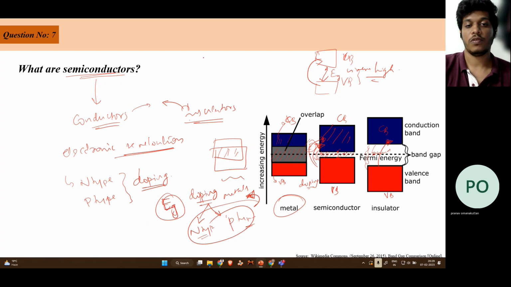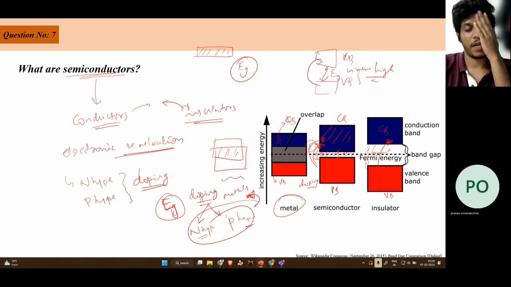For example, if you want to use a material as a solar panel material, then it should have a specific band gap value. If the material has a higher value than this required energy band gap, then it cannot be used as a solar panel material.